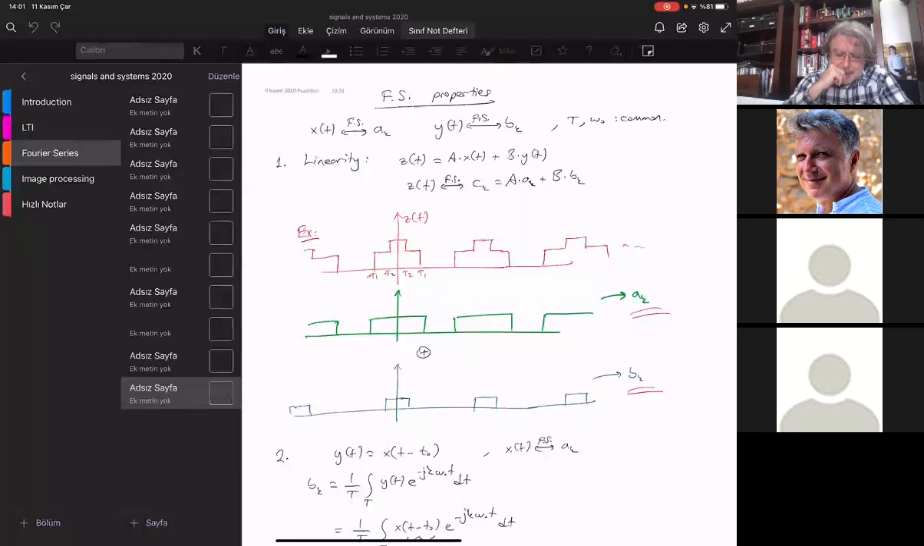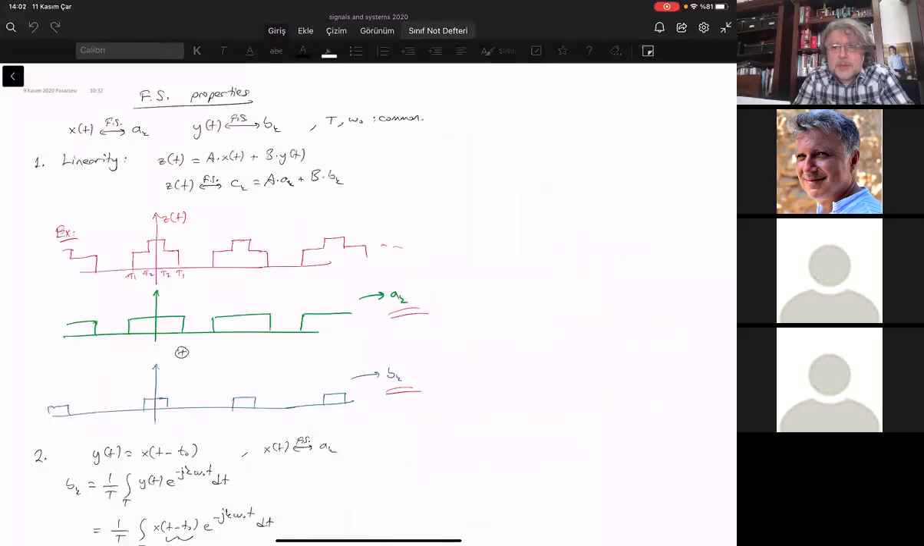Okay, so let's begin. Let's continue our discussion about the Fourier series. As you may remember, we have been seeing some Fourier series properties. These properties we have listed are critical for solving questions. Today I will write down one further property, which is also important in solving many questions.